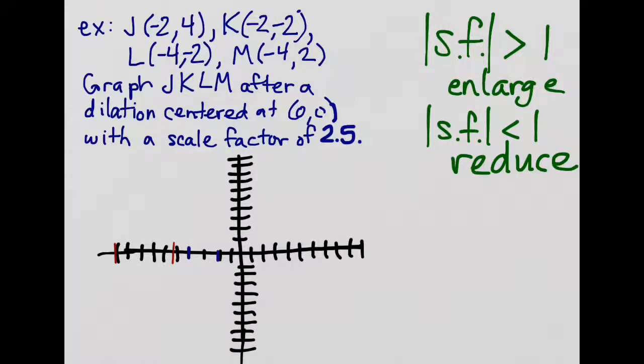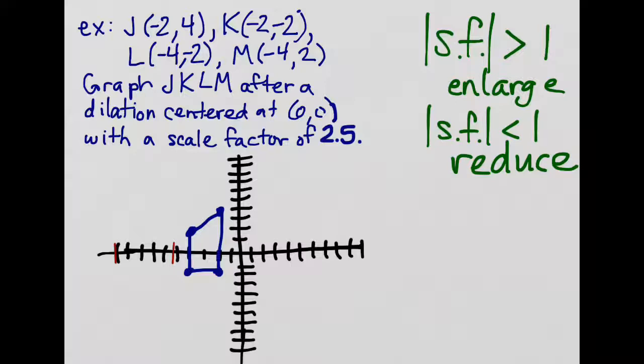Let's go ahead and do an example. We want to take JKLM and graph it after a dilation centered at 0, 0 with a scale factor of 2.5. So 2.5 tells us that since that's bigger than 1, we're going to be enlarging the figure. We're going to be making it bigger. So let's go ahead and graph the original figure just so we can see what we originally start with. Okay, and there's our quadrilateral.